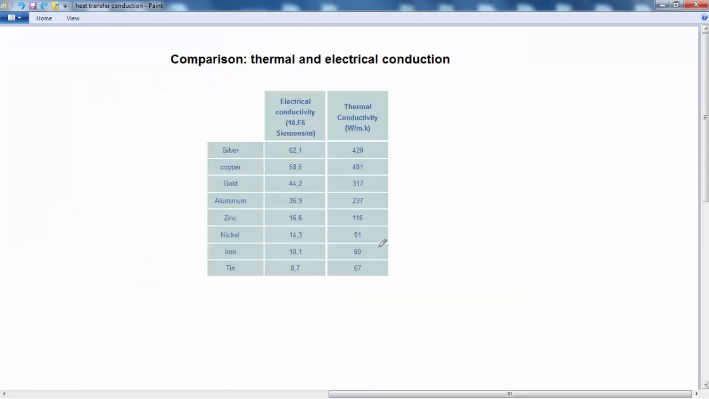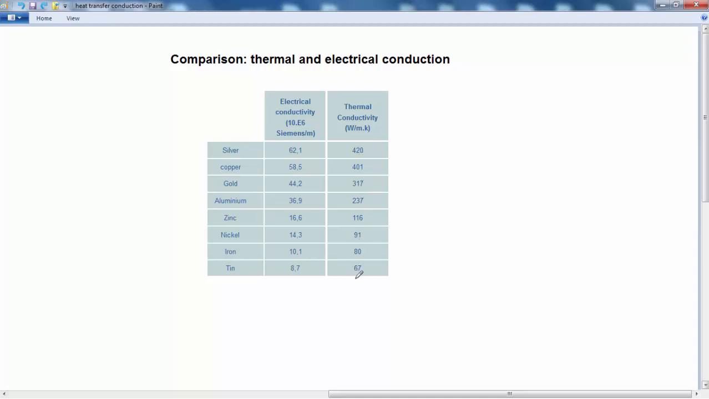Just looking at this table here, I don't want you to worry about the units, either for thermal conductivity or electrical conductivity. Just look at the numbers, and all you've got to do is go down this list. We're going from the best electrical conductor, which is silver, down to the worst electrical conductor on the list, which is tin. You can see the electrical conductivity is gradually reducing. And then if you look across here to the figures for thermal conductivity, you see exactly the same thing happens.